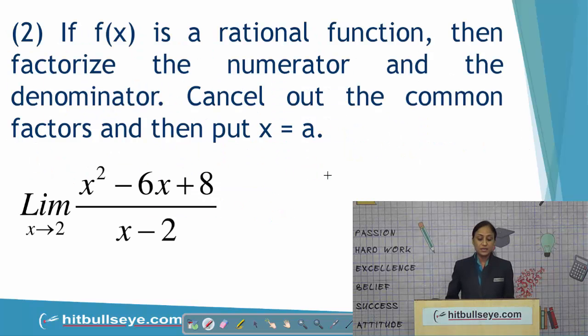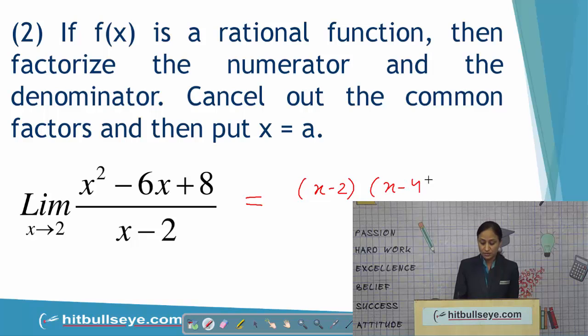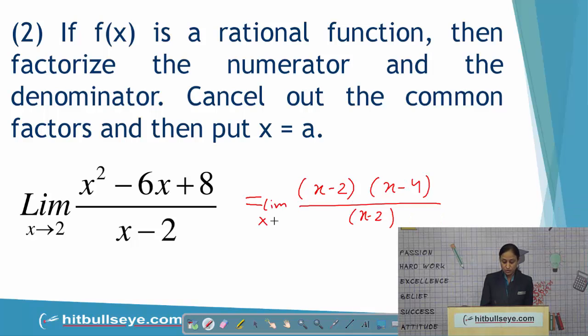The second rule says that if f(x) is a rational function, then factorize the numerator and the denominator, cancel out the common factors and then put x equal to a, and if it gives a definite value, it will become the answer for the required limit. So here in this question, if I factorize the numerator, there are two factors, x minus 2 and x minus 4, and limit x approaches 2. So we cancel out these two common factors here. Ultimately, we are left only with x minus 4. Now, if I substitute 2 here in place of x, I get the answer as minus 2, which is a definite value and hence is the answer for our limit.